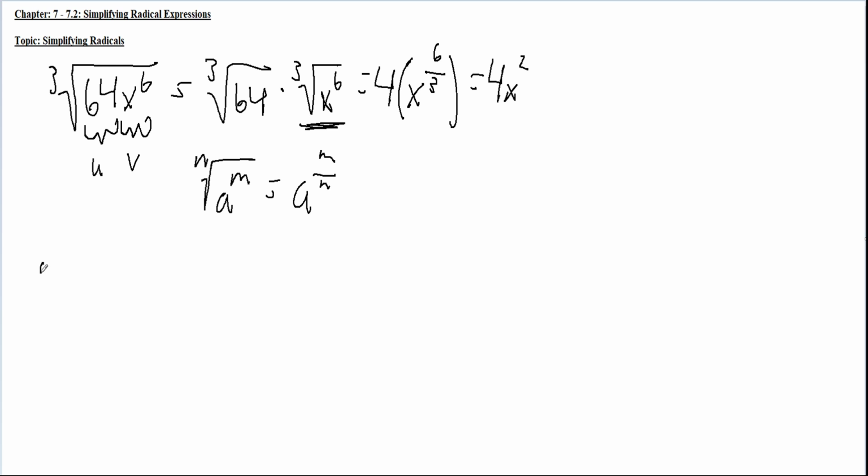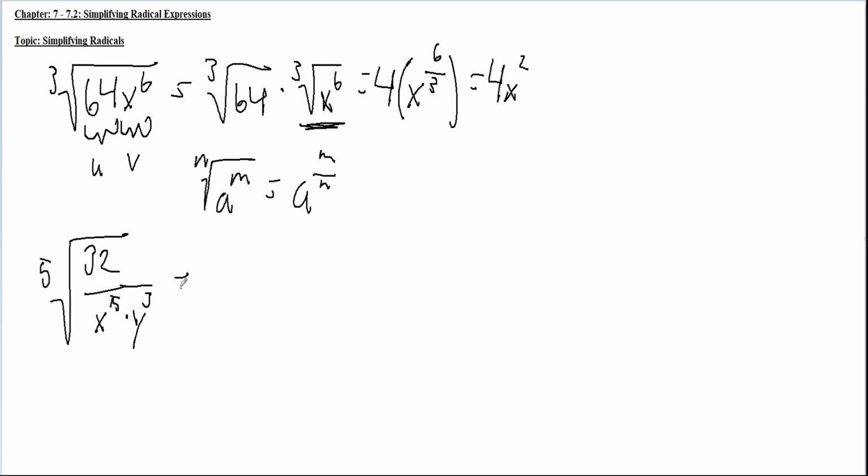And if I wanted to look at some example where I'm dividing, if I have the 5th root of, let's see, I think this will work, 32 divided by x to the 15th power times y to the 3rd. Okay, what would that look like?